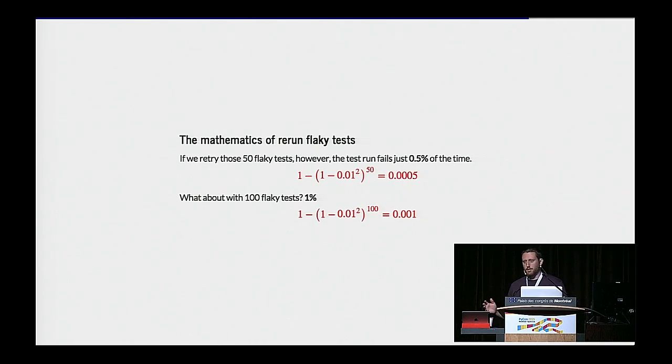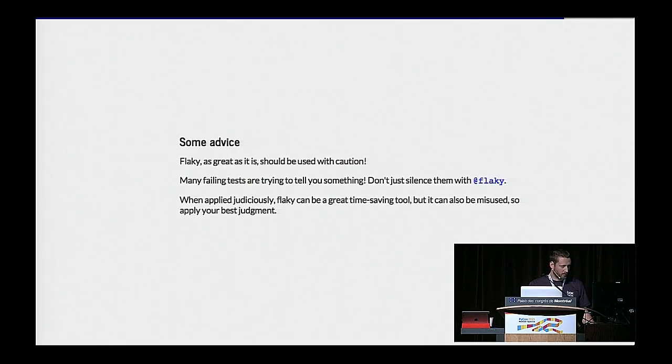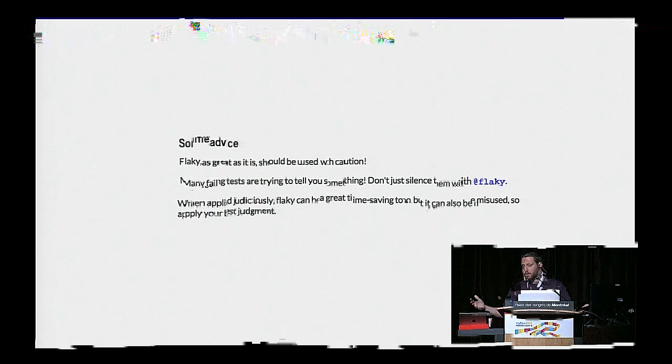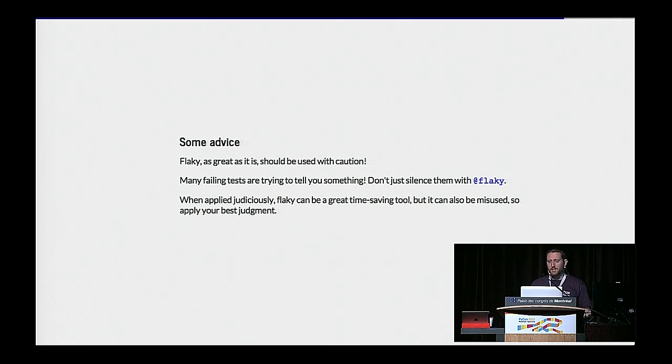So coming back to the math slide from before, it turns out that if you retry each of those 50 flaky tests whenever they fail, your pass rate is dramatically improved, orders of magnitude better. OK, so Flaky is pretty nice, but it does come with a word of advice. You should use this with caution. As soon as a test fails, don't just mark it with Flaky. Try to fix it. Your tests are trying to tell you something. But for those cases where your tests are very difficult to fix and you want to make a smart time trade-off, Flaky can be a really nice choice.